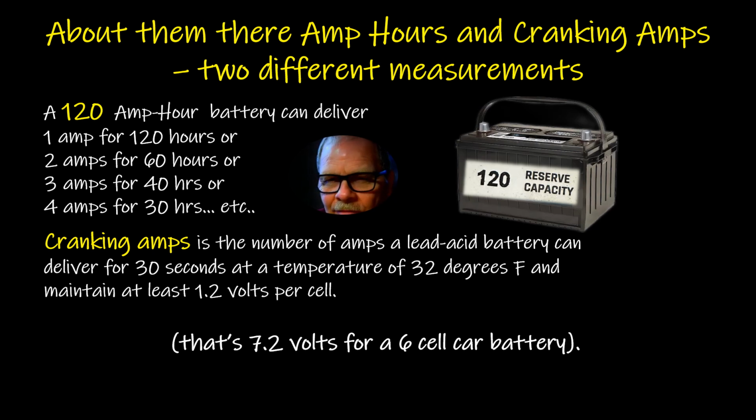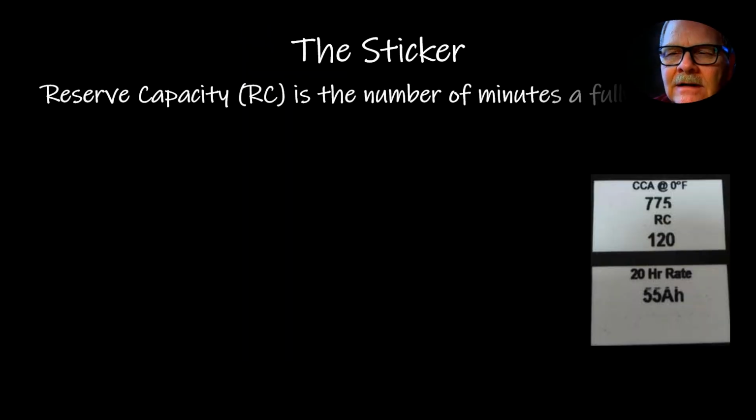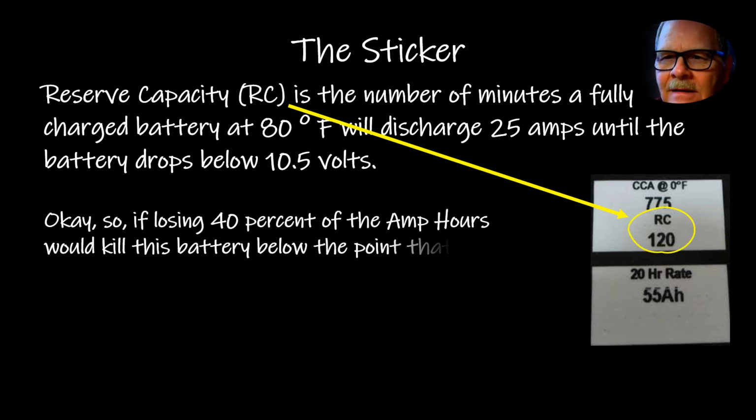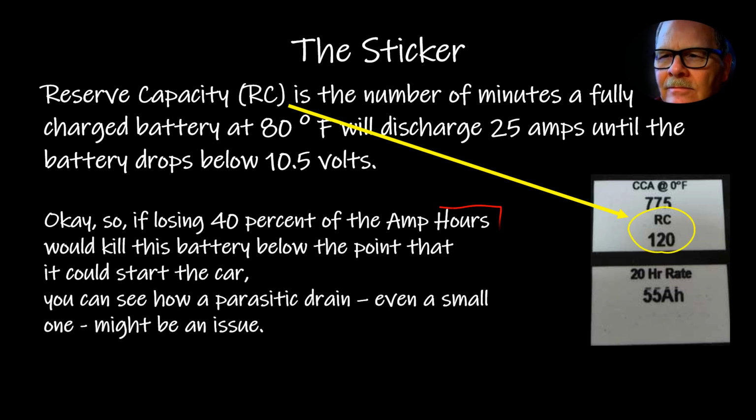Voltage and amps are two different things. Voltage is your pressure, and amps is how much flow you got. We might do another presentation on that later, but that's basically the way it is. All right, so the reserve capacity is the number of minutes a charged battery at 80 degrees will discharge 25 amps until the battery drops below 10.5 volts, right?